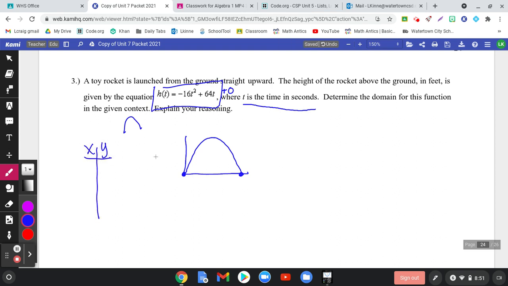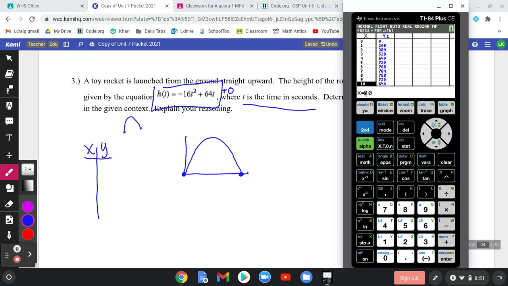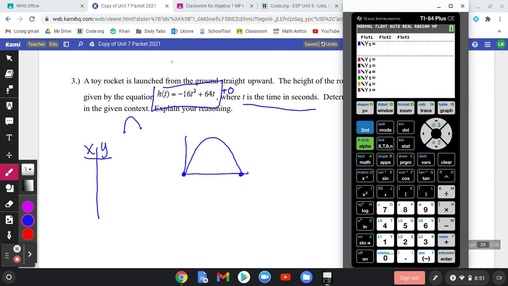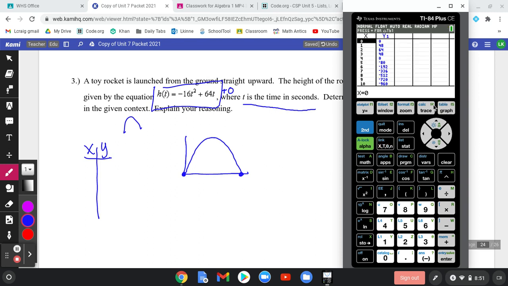So let's go to our calculator and find that vertex. A lot of calculator stuff here. So negative 16x squared plus 64x. Don't leave the x off. Grab the table. Oh, you can see it there. 0, 0, 48, 48, 64. I'm not going to copy down the whole thing. I just want to focus on that.